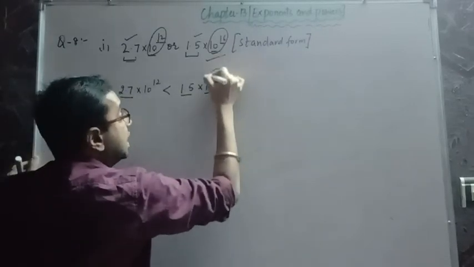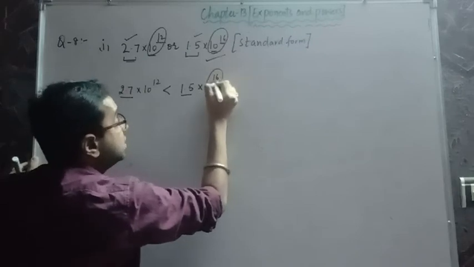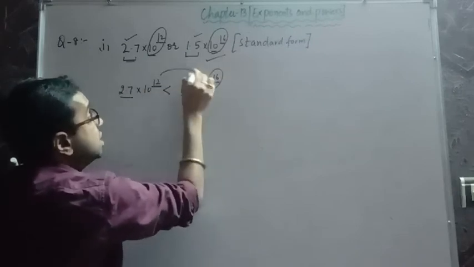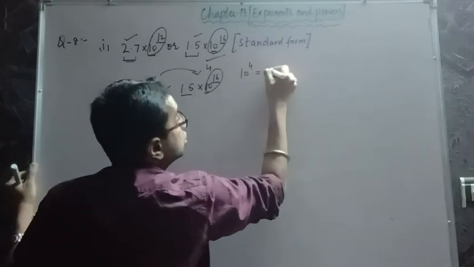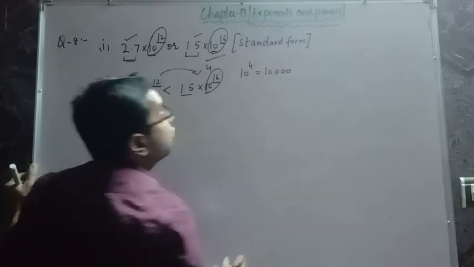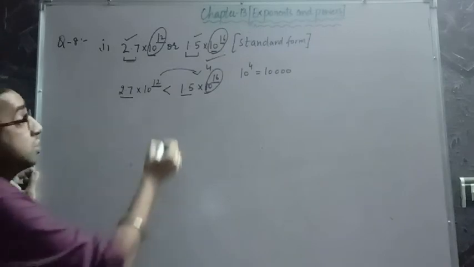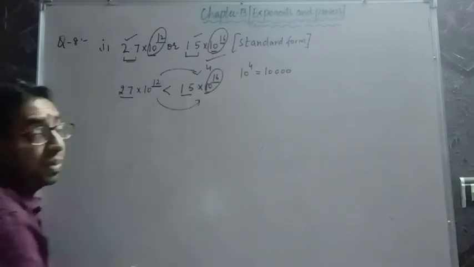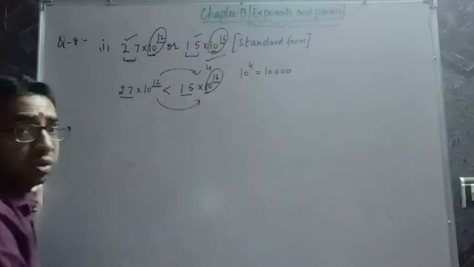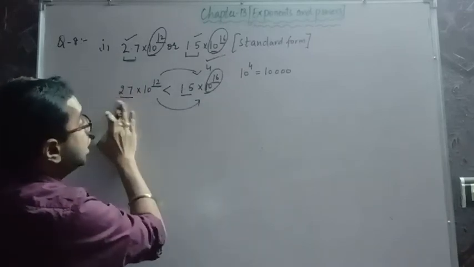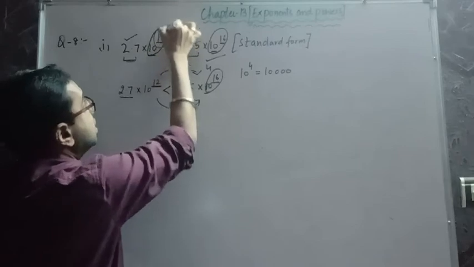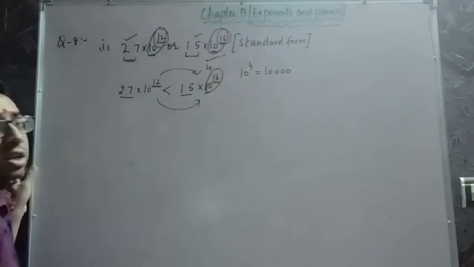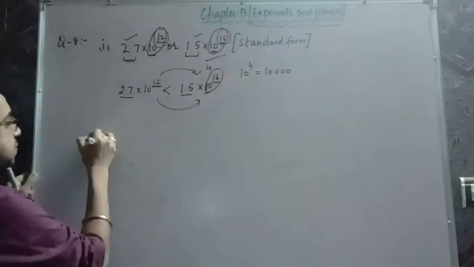But here the exponent is 16, there the exponent is 12, a difference of 4, meaning 10 raised to power 4, which means a difference of 10,000. So this term is bigger compared with this. Are we clear with this concept? Don't directly jump to the conclusion. Just observe. The main thing is the exponent. Bigger exponent, bigger value.